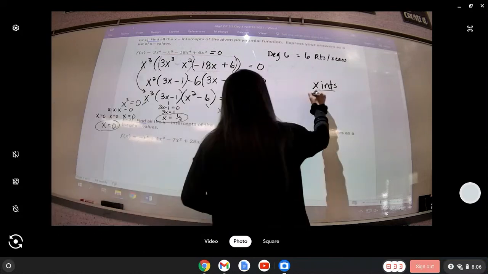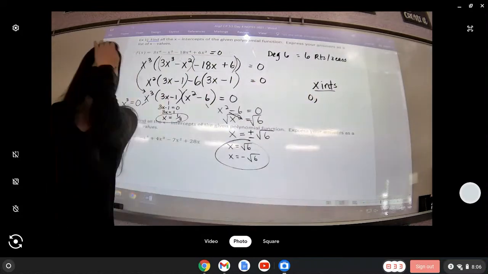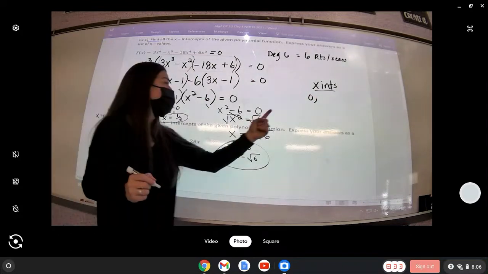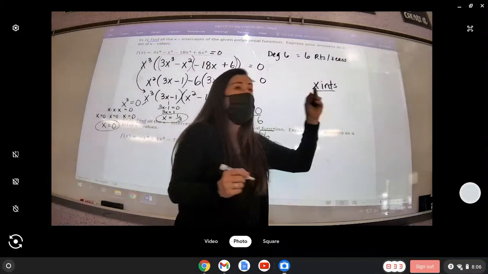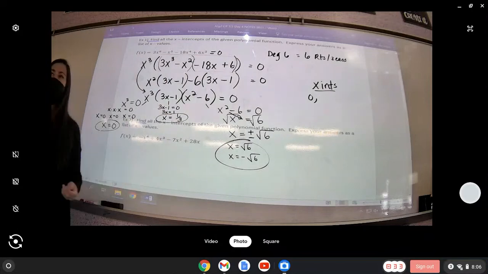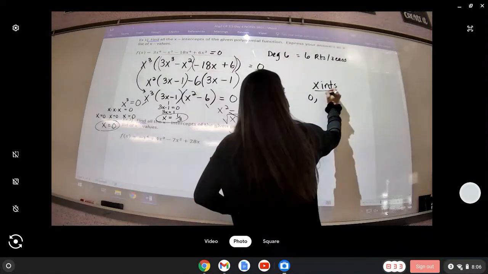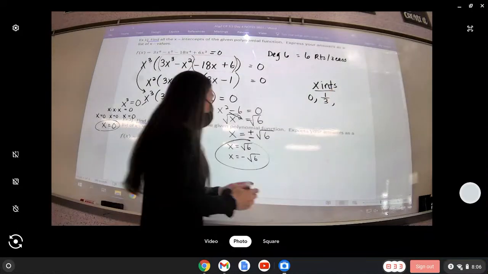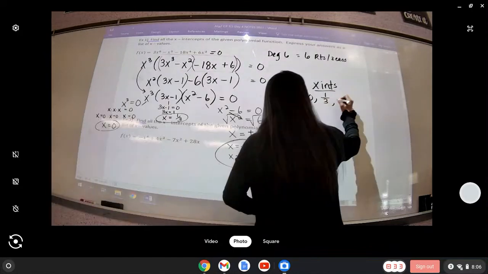We're going to say 0. You only have to list it once. But guys, I checked. Delta Math, if you did list 0, 0, 0, if you listed it 3 times, it doesn't mark you wrong. It does let you do it. But you don't have to list repeats. We got 1/3. And we got positive root 6.